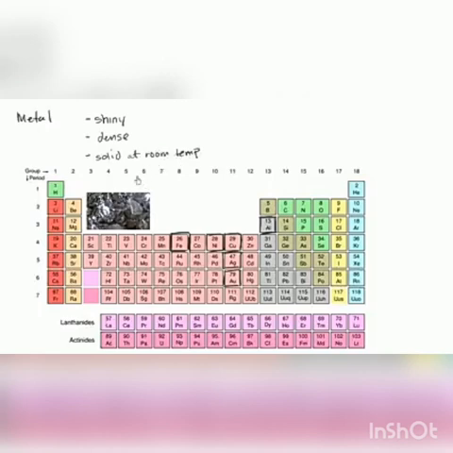And as we'll see, this is true of all metals except for one of them, which is mercury, which is shiny, but at room temperature, as you might be familiar, is in its liquid form.